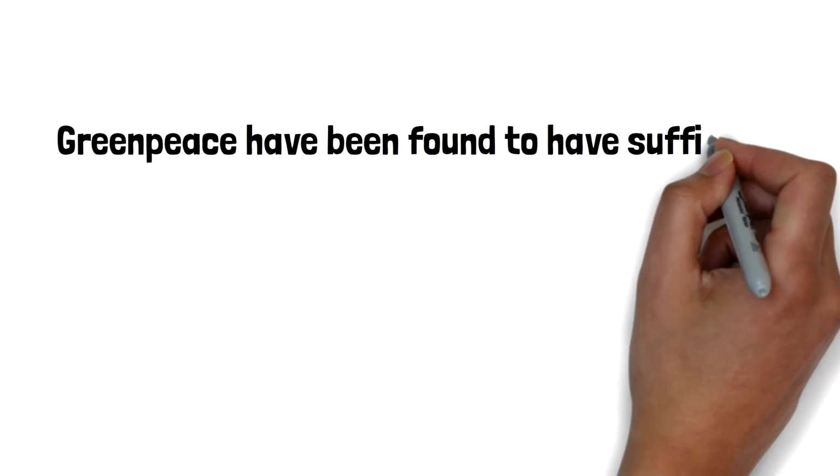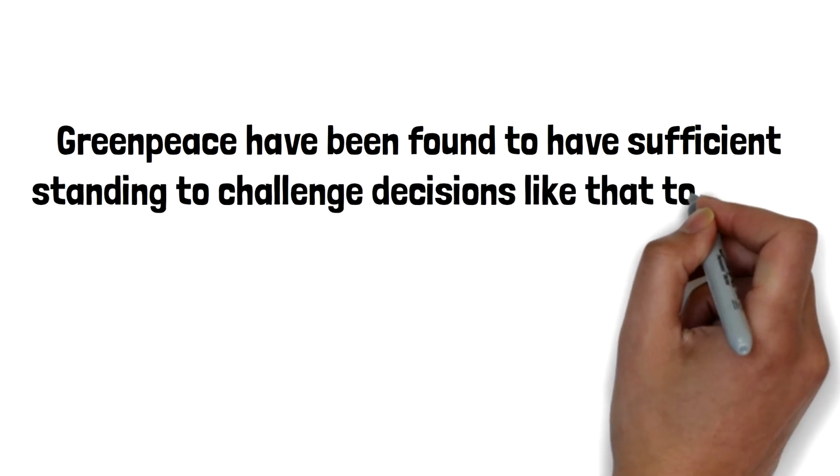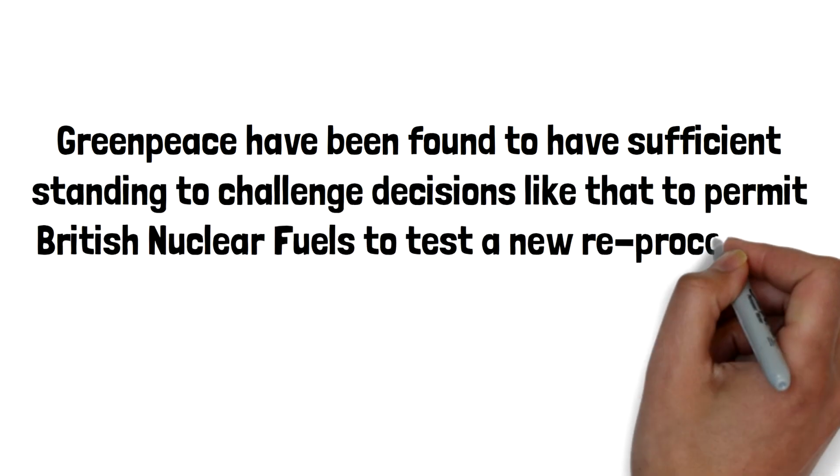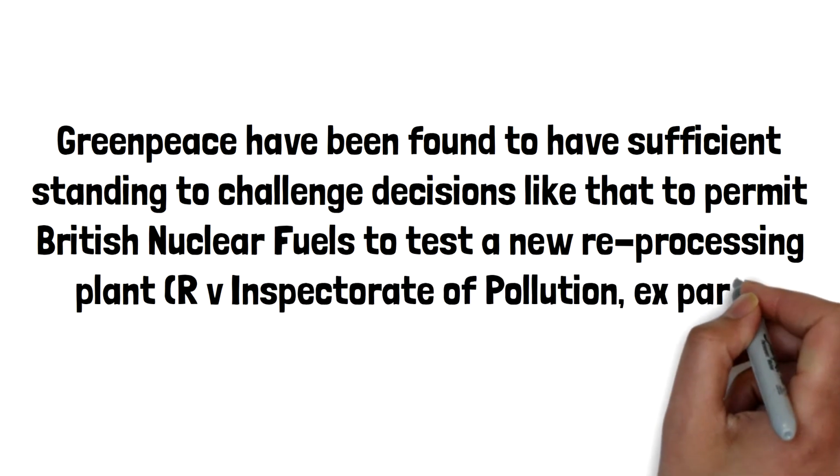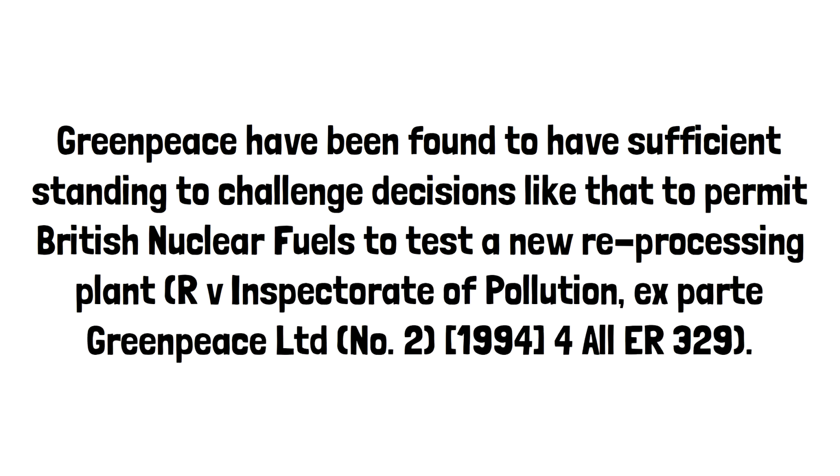Well, for the sake of the example, assume that the judicial review is appropriate and that there's no other appeal or alternative remedy. That claimant would have sufficient interest as they are the person affected by the decision. But sufficient interest does not only apply to individuals in these kinds of scenarios. Campaign groups like Greenpeace have been found to have sufficient standing to challenge decisions like that to permit British Nuclear Fuels to test a new reprocessing plant.